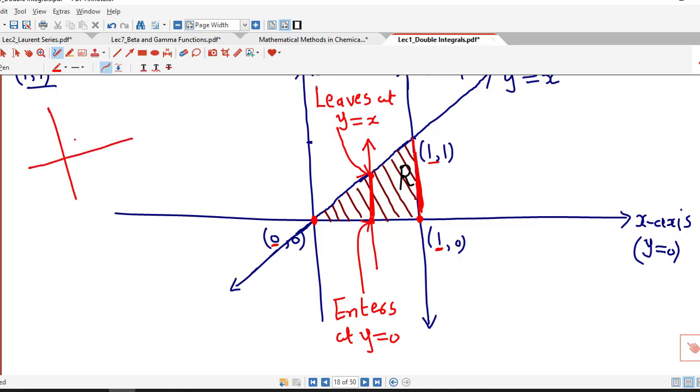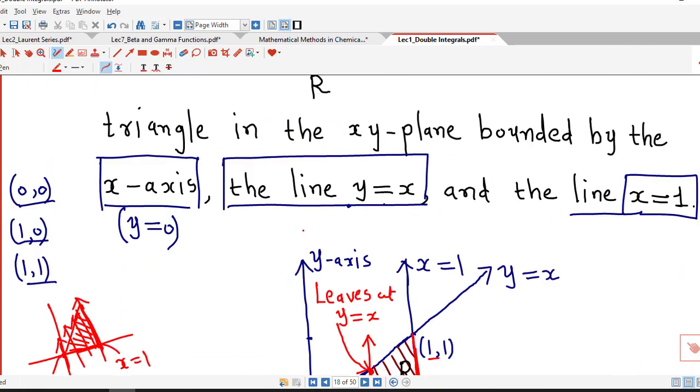The idea is we have to consider vertical lines passing through the region. So we have to start from this point. From this point we will consider vertical lines, and we have to go up to these points. So at this point the value of x is 0, and at this point the value of x is 1. So we are considering limits of x from x equal to 0 to x equal to 1.